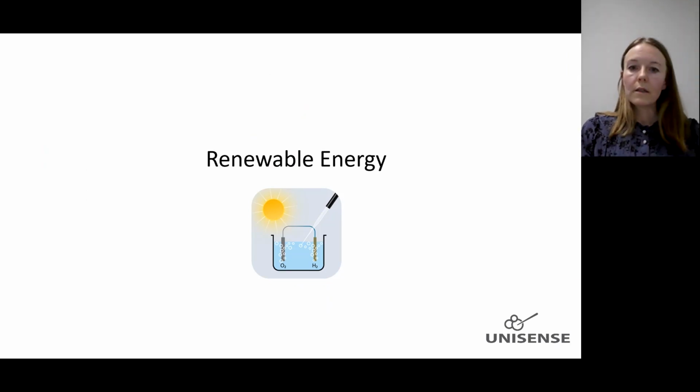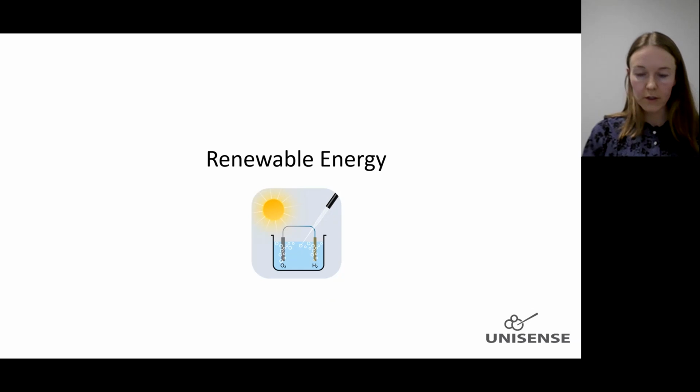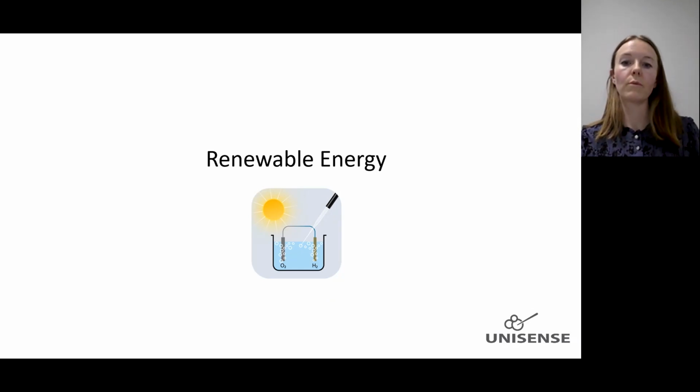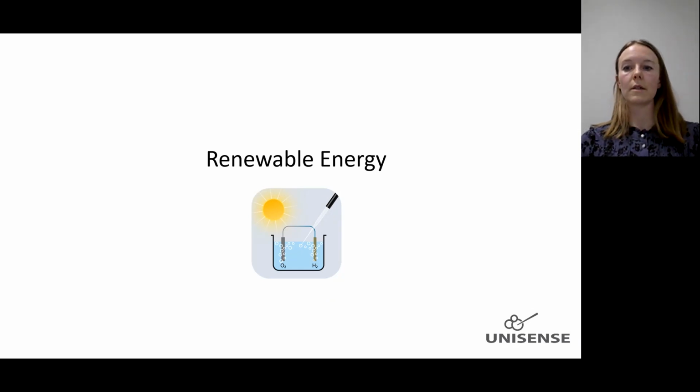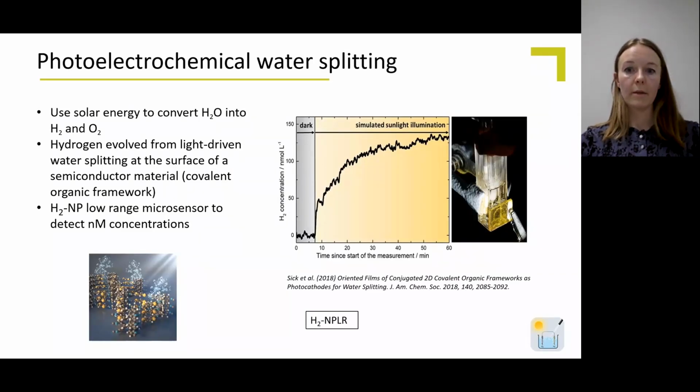Okay, so now to a very different research area, renewable energy. We see huge interest for using microsensors within this field, especially for the real-time quantification of hydrogen production using our hydrogen microsensor. And I will just go through a few examples to show you how this is done. The first example is about photoelectrochemical water splitting, where solar energy is used to convert water into hydrogen and oxygen at the surface of a semiconductor material.